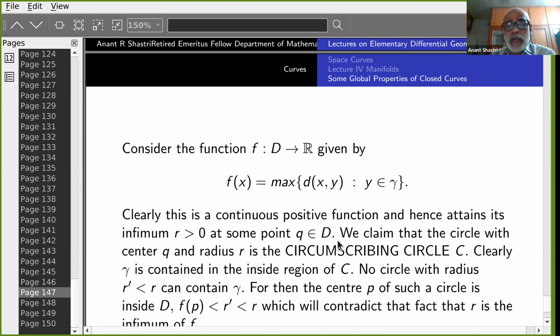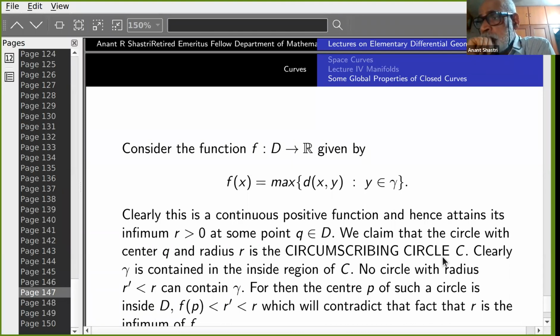Now I want to say that with Q as the center and R, which is the minimum distance, as the radius, that circle is precisely the circumscribing circle. This is the statement now. After all this observing of the function, this is the claim.